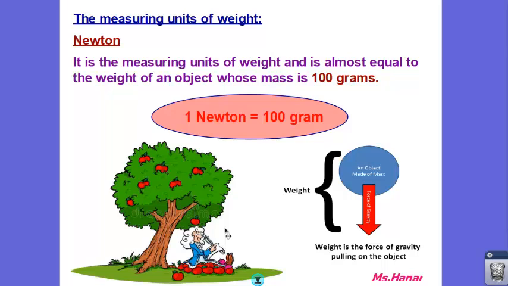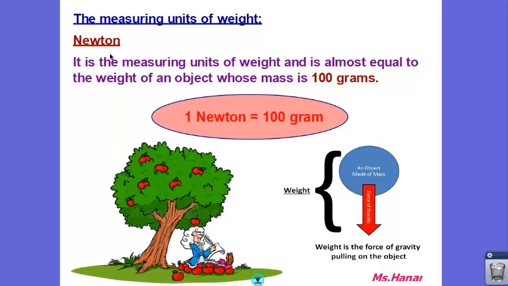And he made many activities to prove that the earth has gravity that attracts and pulls any object towards its center. And he told us this force which attracts the object's mass is known as weight. So the measuring unit of weight is named after him. Now, you know the measuring unit of weight is called Newton.